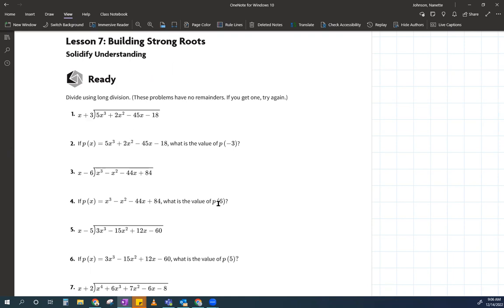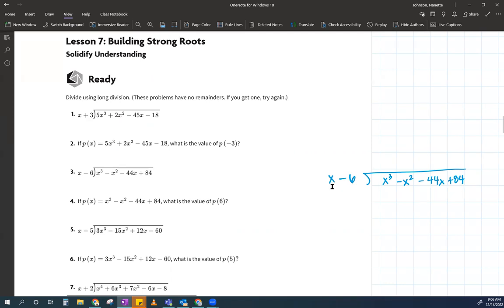So I'm going to divide X cubed minus X squared minus 44X plus 84, right? And we're dividing by X minus 6. Okay, and so remember, all we're doing is the same operations that you would do with division of numbers. We need to divide, multiply, subtract, repeat. Except for here, we're doing it with variables, so it feels funny, but it should feel very, very familiar.